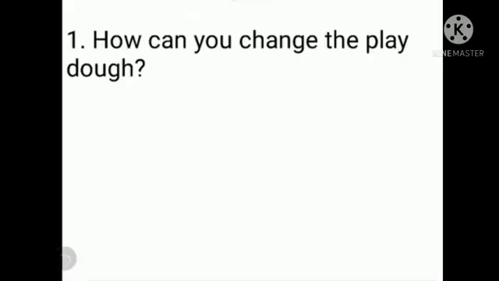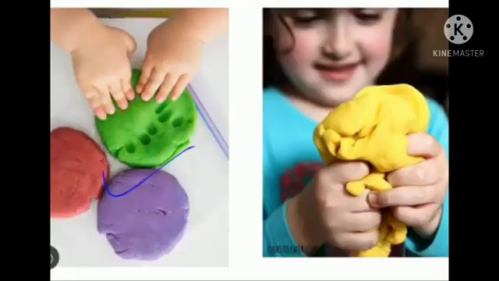Now tell me, how can you change the Play-Doh? If you have it at home with you, you can hold it in your hand and listen to the class. Okay, children? If you have Play-Doh, how can you change it? Can anyone tell me? What did you do now? Did you do anything with that?